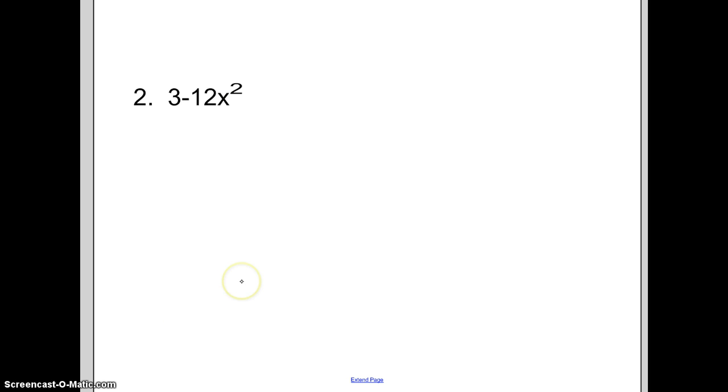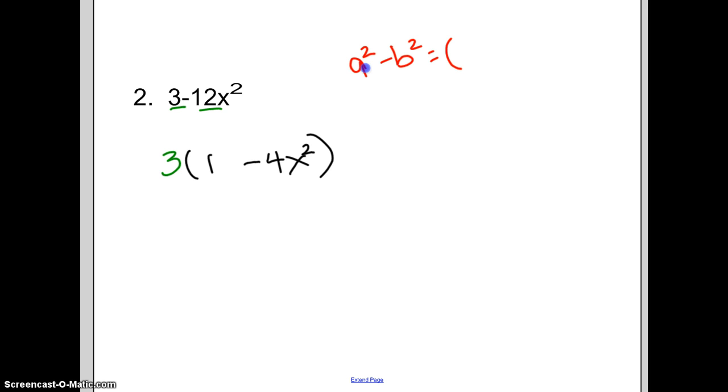Example 2. Again, we have a common factor. This time the common factor is 3. So we'll take out the 3, and that's going to leave 1 minus 4x squared. You always need to check and see if there's anything else that you can do. And in this case, we have a binomial, 2 terms, and both of these terms happen to be perfect squares. So we're going to use the perfect square pattern, a squared minus b squared equals a minus b times a plus b, and factor this out.